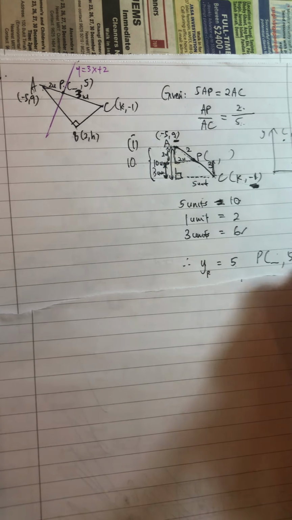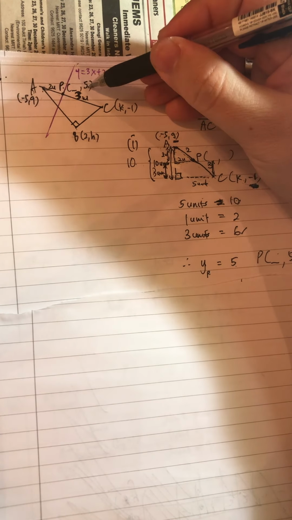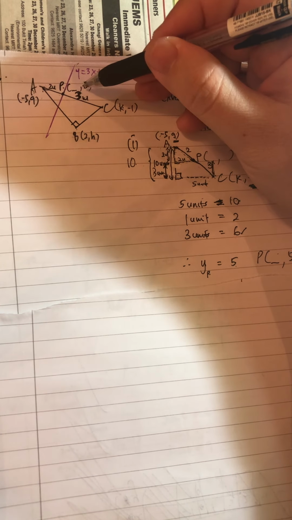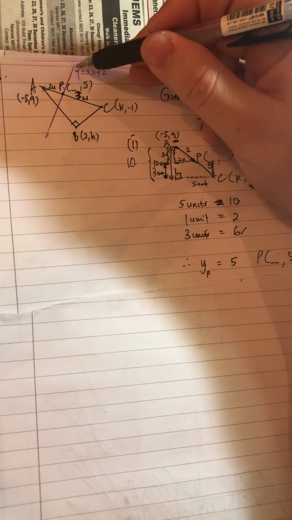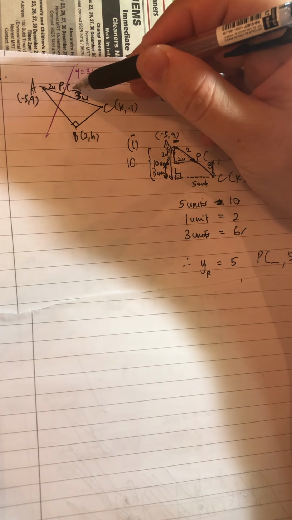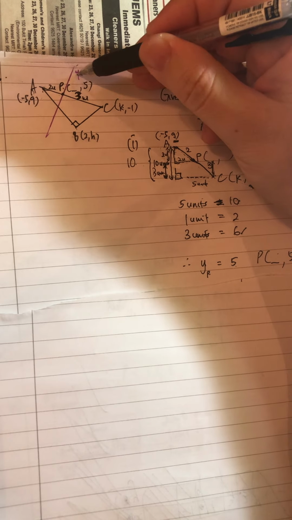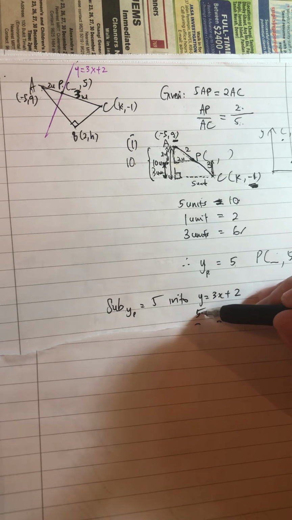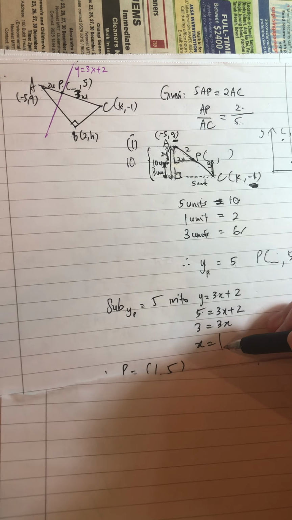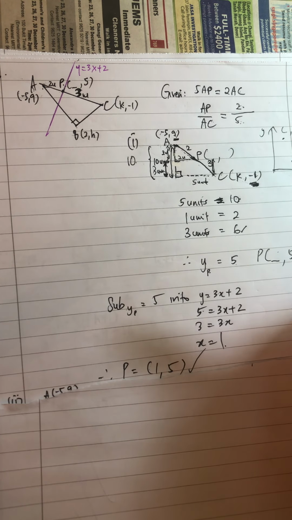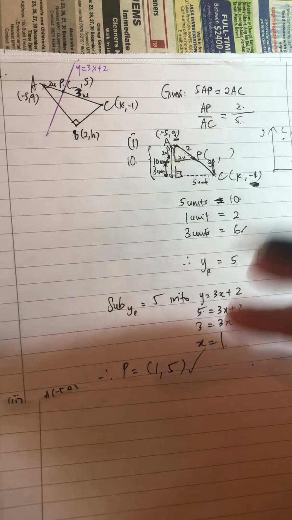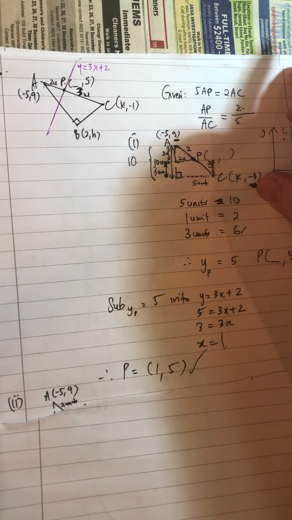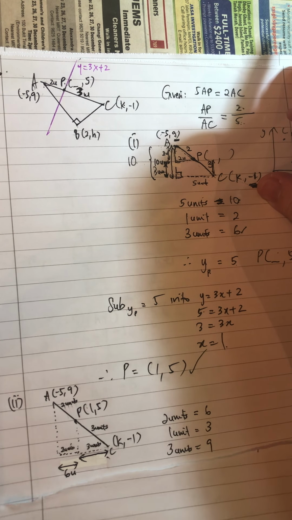This is the difficult part. But once you know this, this point lies on this purple line, so it must satisfy the line equation. I put y as 5, and I will be able to get the x value. So that is my answer. That's all. Now using the same concept, this ratio concept, you will be able to find K.